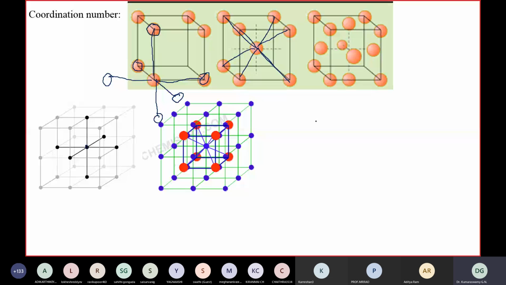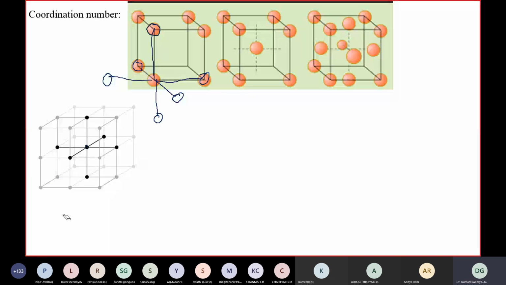So the coordination number of BCC. Sir, should we consider only the center atom in BCC? You take any atom. That is how you will get it. Sir, but if you take any atom, for example. Wait, I'll tell you. Let me erase this. Just give me a minute.